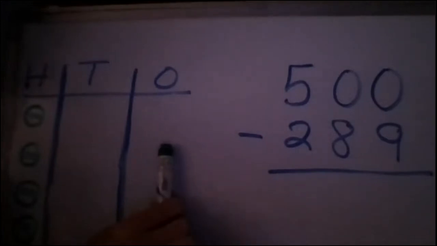So if I come over to the ones place, can I take away 9? No, I can't. I need to regroup to the tens. I come to the tens place. Can I take away 8? No, I cannot. I have to come all the way to the hundreds place. And we have to regroup. That's right. So now we'll have 10 tens and the hundreds will go down to 4. So let me show you that over on the place value chart.